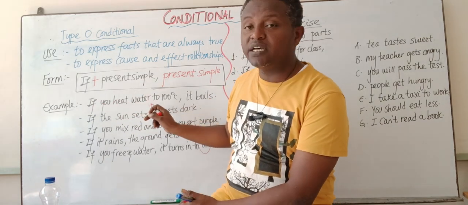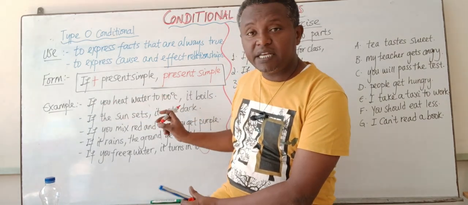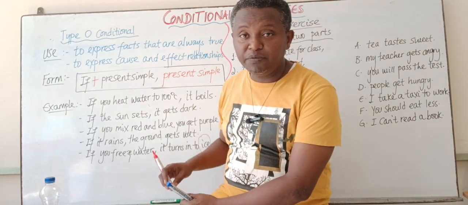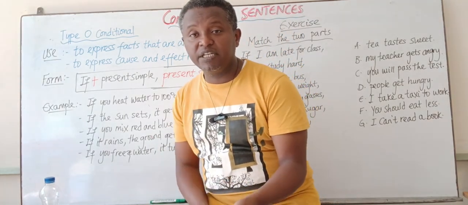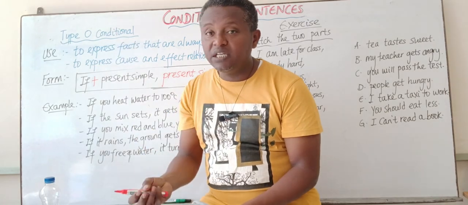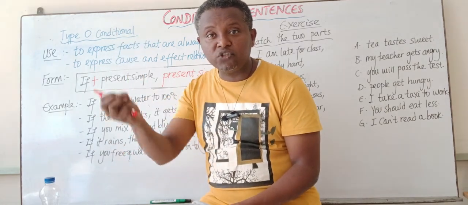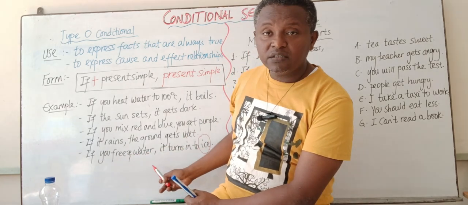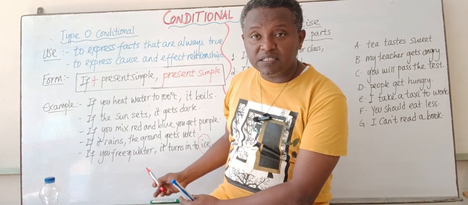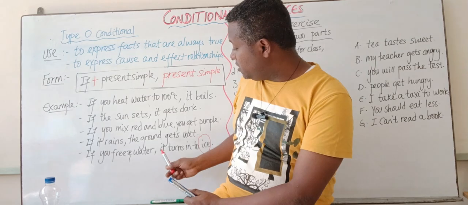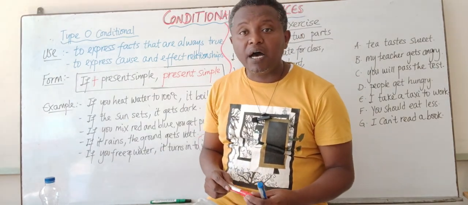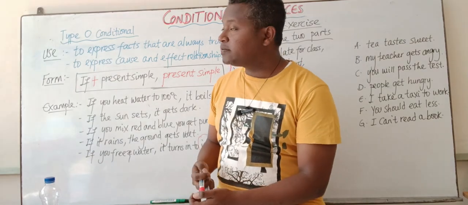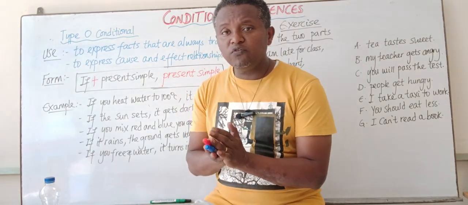When you heat water to 100 degrees Celsius, it boils. You see the relationship? If you heat it to 100 degrees Celsius, it boils. It evaporates. It turns into vapor. Whereas if you freeze water, at 0 degrees Celsius, it turns into ice.